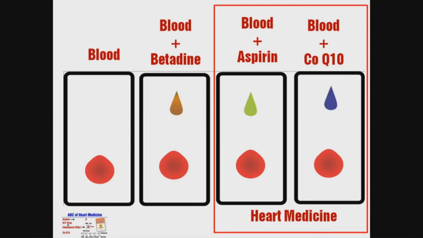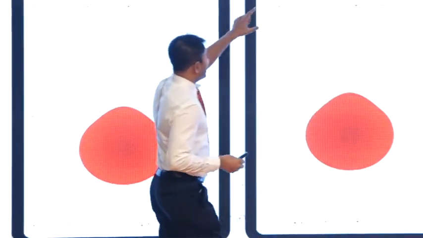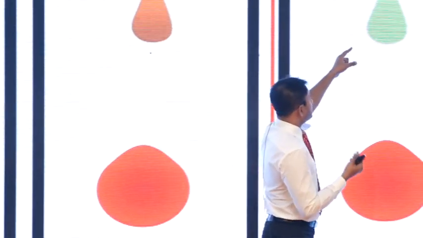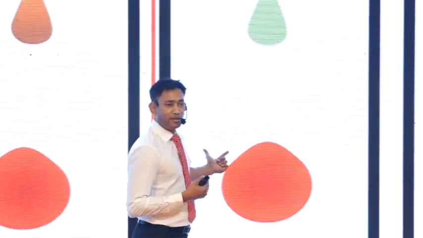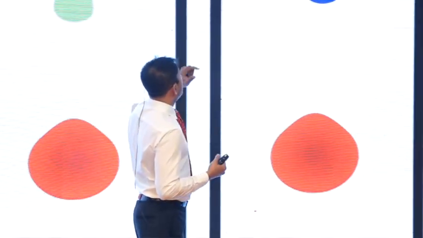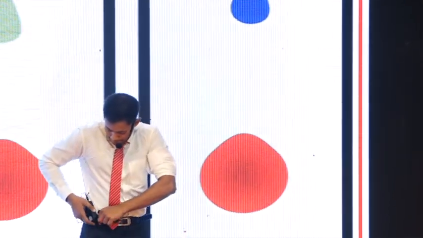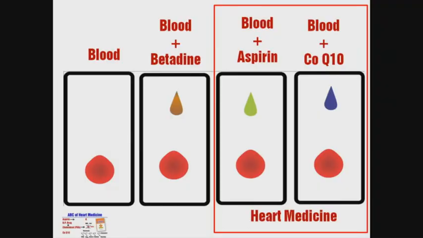Here what I did, this is blood when nothing is there. This, when we add betadine, what happens? Betadine means some simple solution which you put on wounds or cuts. This, when the aspirin and blood, what is expected? It will clot or not? It will not clot, right? And CoQ10, let's see what happens.